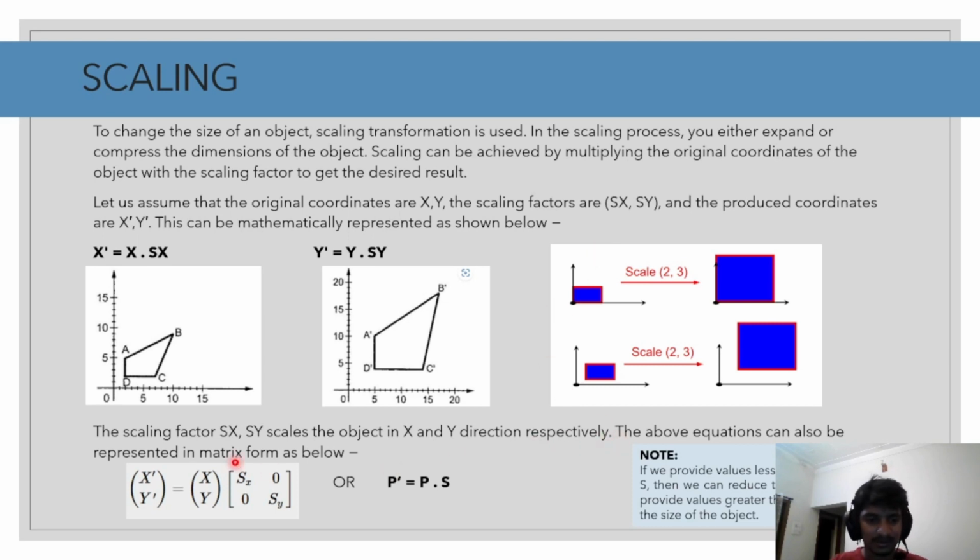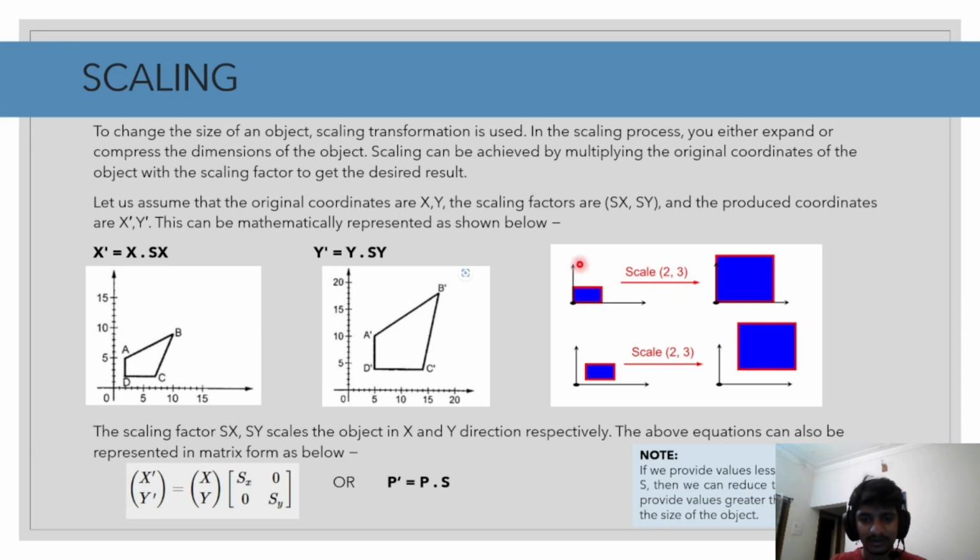And the above equation can be represented in matrix form as shown below. This is a matrix form, and as you can see, this is a scaling matrix S, that is sx, 0 and 0, sy. This can also be represented as P dash is equal to P dot S, that is S scaling matrix. So here a rectangle is scaled, so scale 2 comma 3.